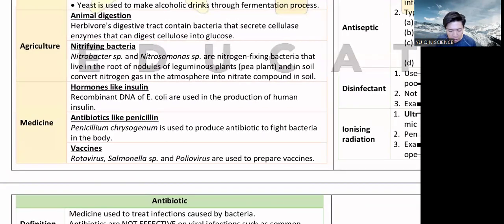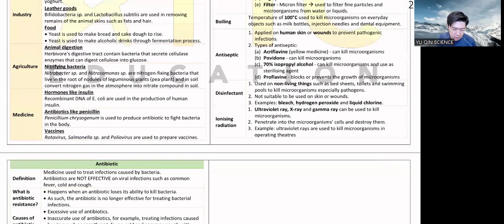And then recombinant DNA. This is your Form 4 chapter 5. We actually use bacteria to help us produce human insulin. Okay, and we use fungi in making antibiotics, and we use viruses and bacteria to prepare vaccines, like your COVID-19 vaccines. Okay, good. Right, so let's see what we have.